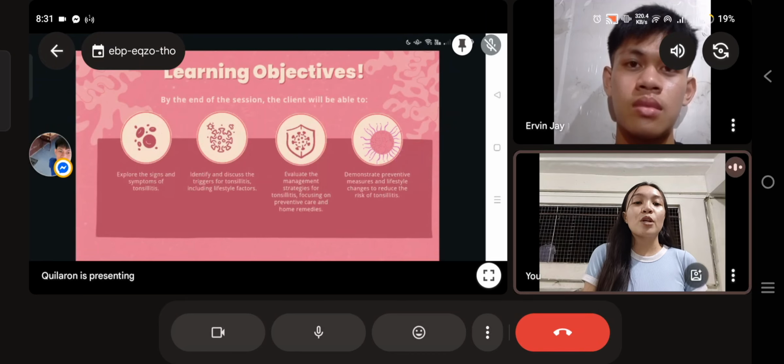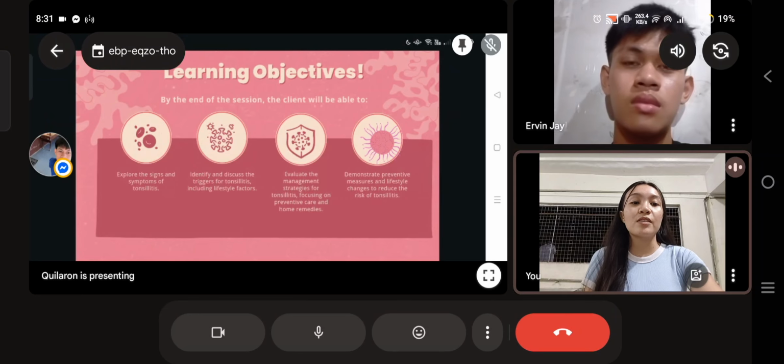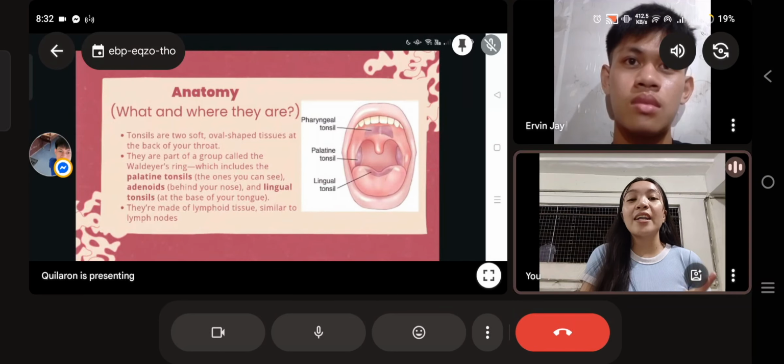Explore the signs and symptoms of tonsillitis, identify and discuss the tonsillitis triggers, including lifestyle factors. Evaluate the management strategies for tonsillitis, focusing on preventive care and home remedies. And lastly, demonstrate preventive measures and lifestyle changes to reduce the risk of tonsillitis. Now, let's proceed to the anatomy.